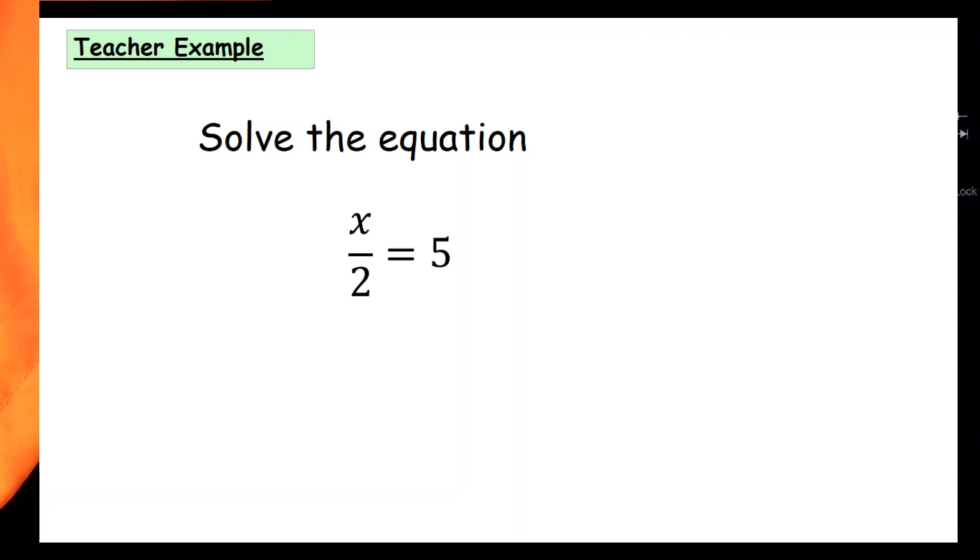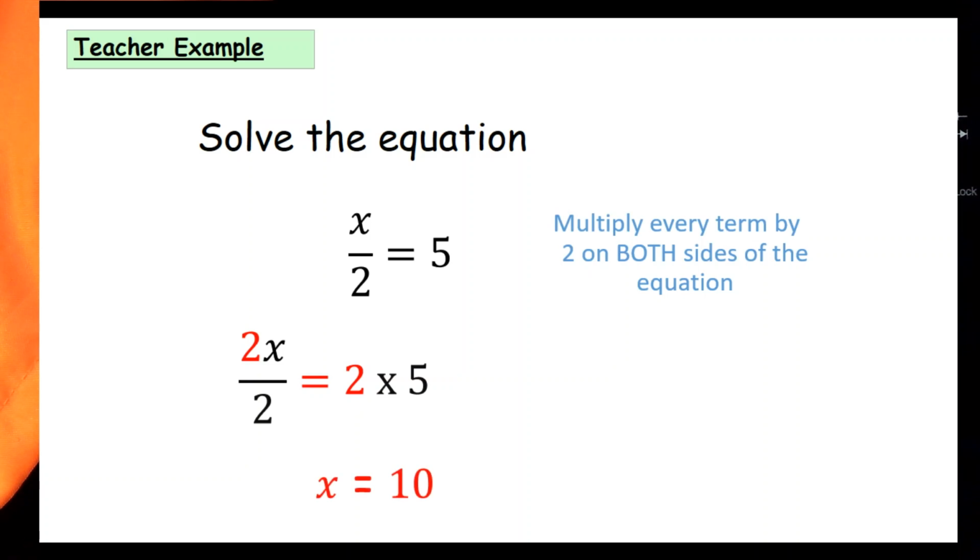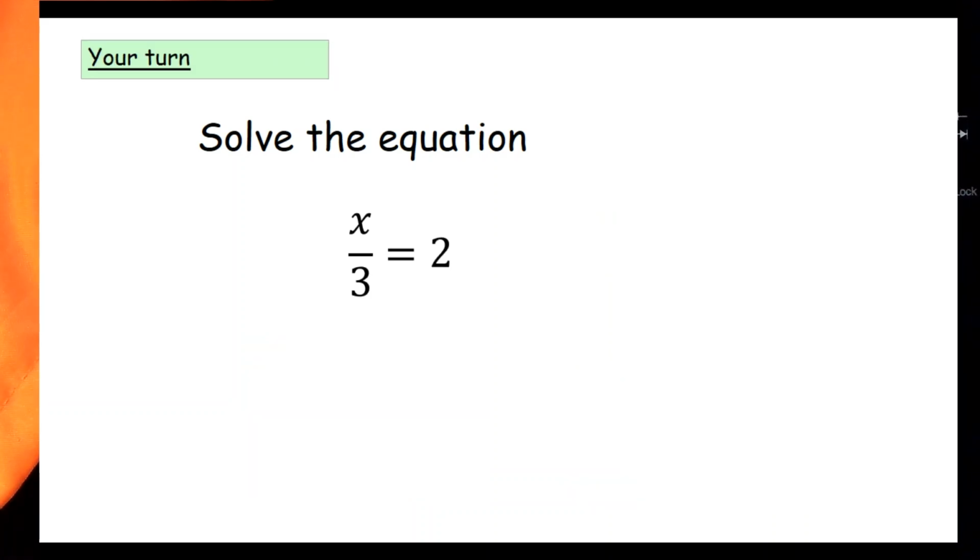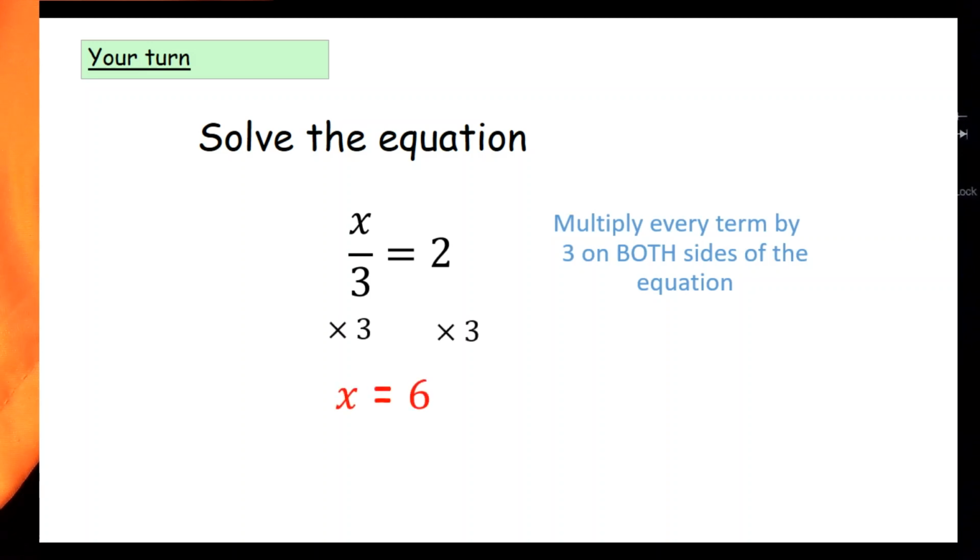So the inverse of divided by 2 is multiplied by 2. So what you have to do to get rid of this 2 on this side, you have to do the inverse of it. Okay, so you multiply both sides by 2 and you get x equals 10. Just to double check, you can substitute that in. 10 divided by 2, you get 5. Pause the video now and have a go at this question, please. Okay, the answer that you should have got for this question is x equals 6.